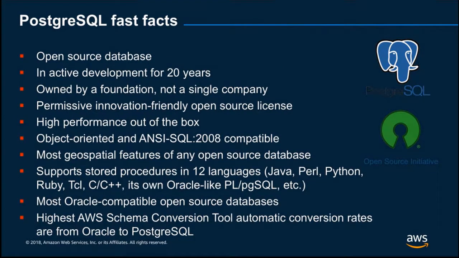Now, what are the reasons that customers want us to add Postgres? Well, this slide shows some of the reasons customers give us when they come to us and say, hey, please add Postgres to Aurora. First off, it's an open source project. It's an open source database. It's actually been in development since 1996, for more than 20 years. It's owned by a foundation, not by a company. So there isn't a company out there that you can buy that would give you control of Postgres. It's truly an open source project.